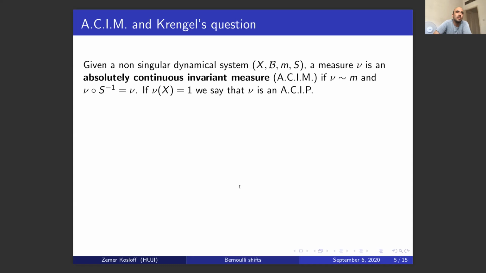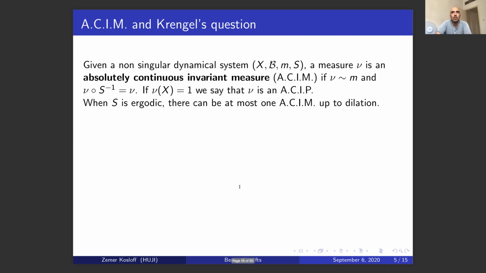If you recall, the classical example of this is the Gauss map, where knowing that the Gauss measure is absolutely continuous with respect to Lebesgue has nice consequences for the distribution of partial quotients. So knowing that there is an absolutely continuous invariant measure gives some criteria, and you can ask whether for Bernoulli shifts there is a good criterion for the existence of invariant measures. You should keep in mind that when we're dealing with ergodic actions, there is at most one absolutely continuous invariant measure up to dilation, and in particular, if there is a probability measure, then it's unique.